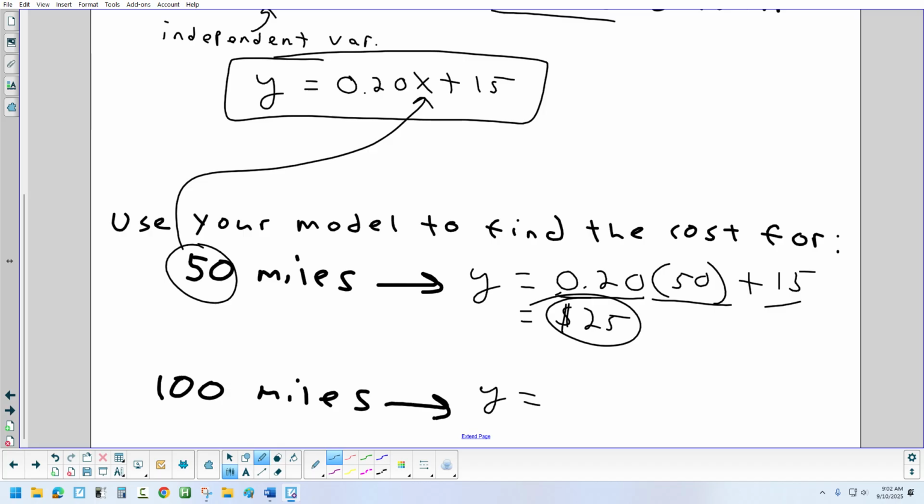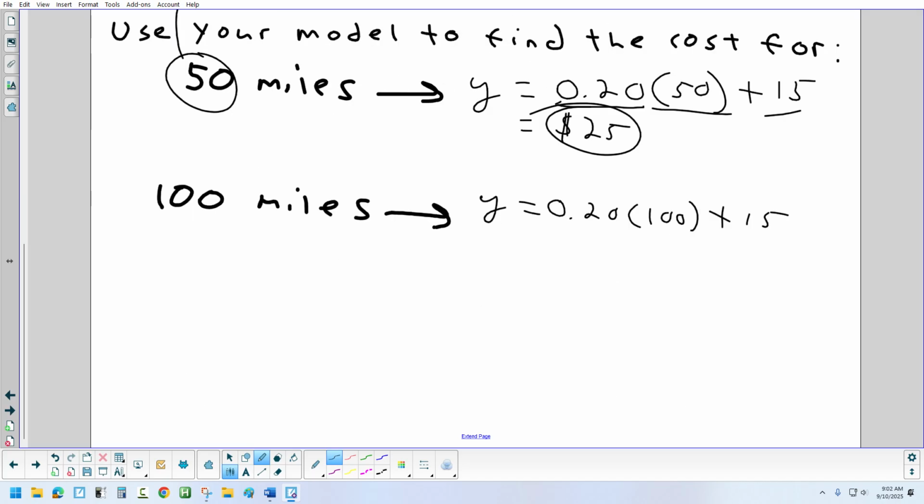Okay, so we're going to do Y equals. We're still going to fill in 100 for X. And then add 15. What's 0.2 times 100? 20. Just move your decimal 2 places to the right because you're multiplying by a power of 10. So 20, and then 20 plus 15? 35. Yep.